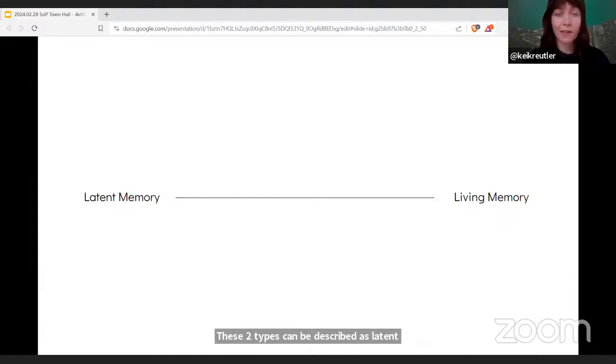So latent memory, as I describe it, refers to the experiences that have the potential to be recalled and shared. And on the other hand, living memory refers to experiences in the process of being recalled and shared. And living memory itself is a fairly colloquial phrase. So whereas latent memory can be accessed, it's living memory that is actively transmitted.